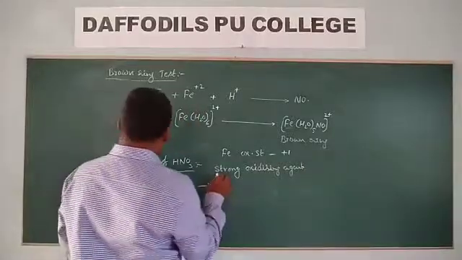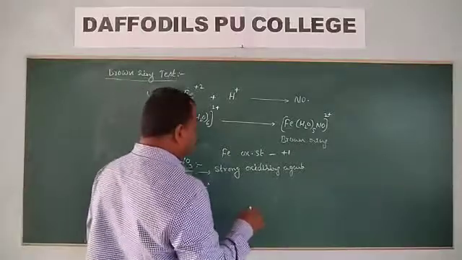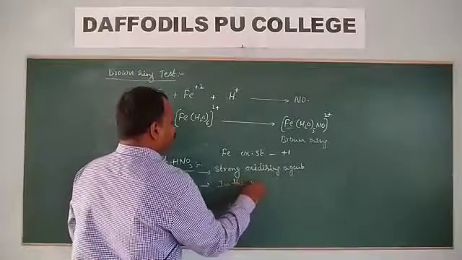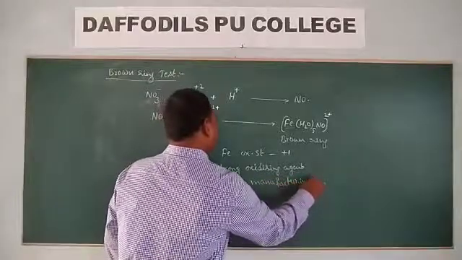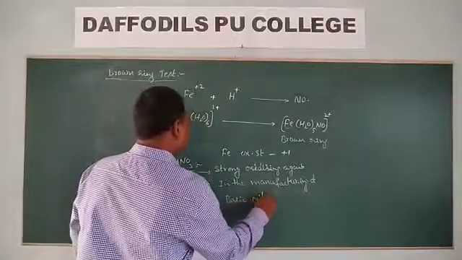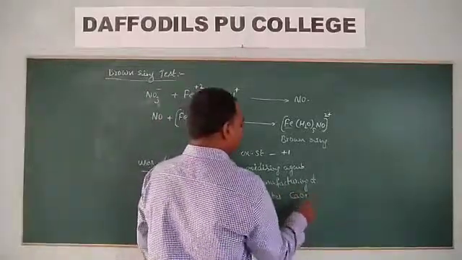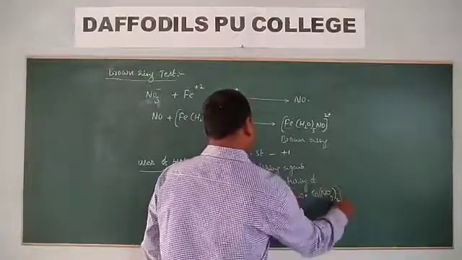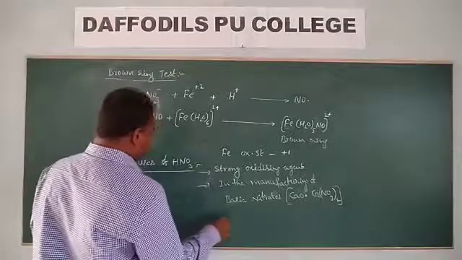This one is used in the preparation of fertilizers, like basic nitrates. Those basic nitrates, for example CaO, are the basic nitrate. It is used in the manufacturing of basic nitrates.